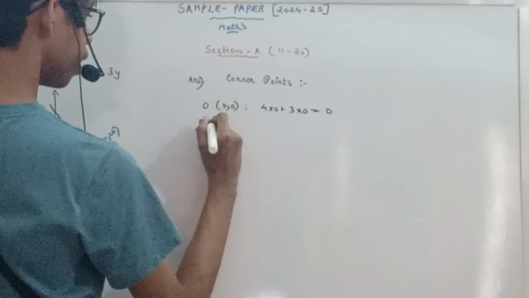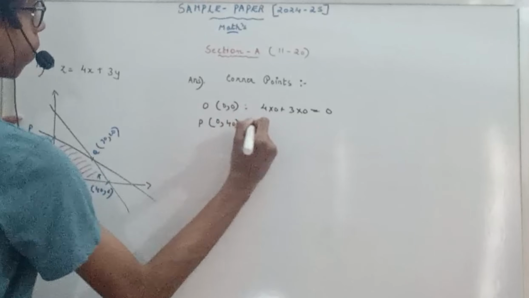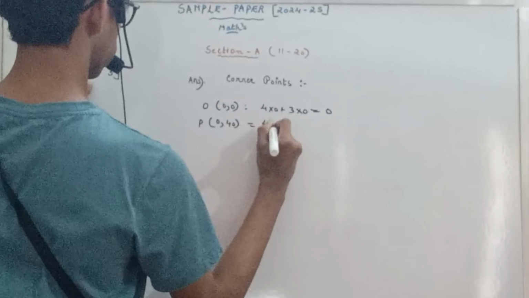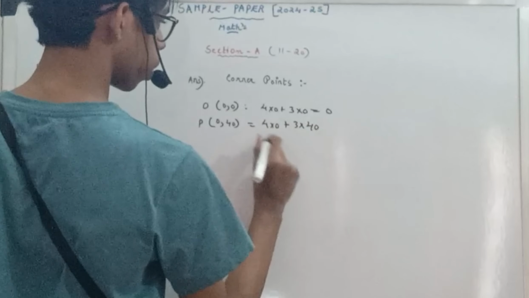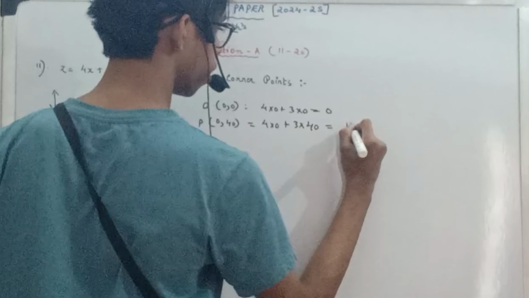Now let us take P. The corner point P is (0, 40). Just substitute it. So 4 into 0 plus 3 into 40. So we will be getting 0 plus, 3 4s are 12, so we will be getting 120.